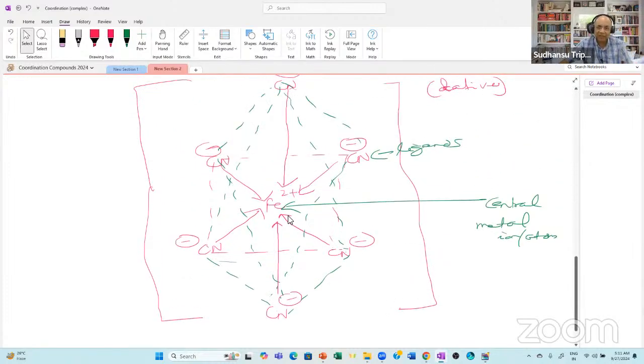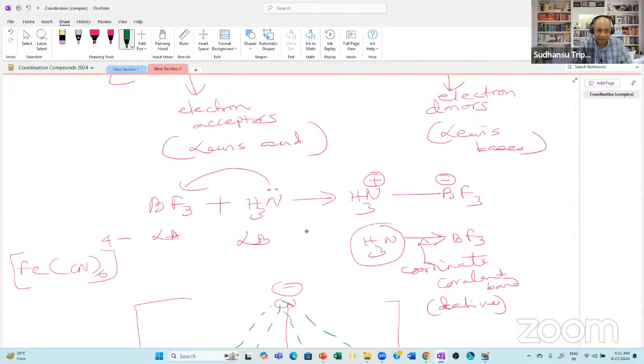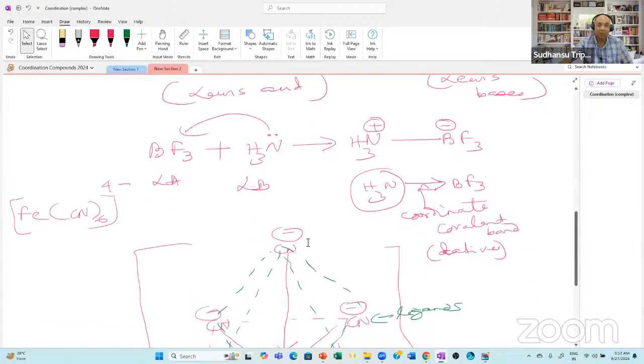The iron is in the +2 state, and there are 6 cyanide ions which have linked, bonded to the central metal ion by covalent bond, and that is coordinate covalent bond. That is why these compounds are called coordination compounds. And this Lewis acid, Lewis base, that salt, as we sometimes call, is a complex salt. That is why it is also called complex ion.